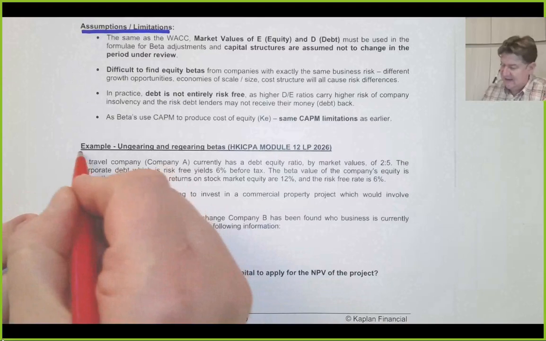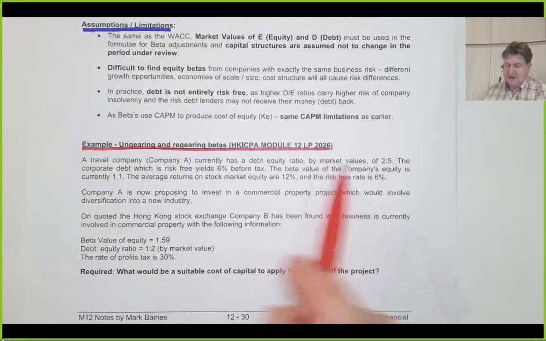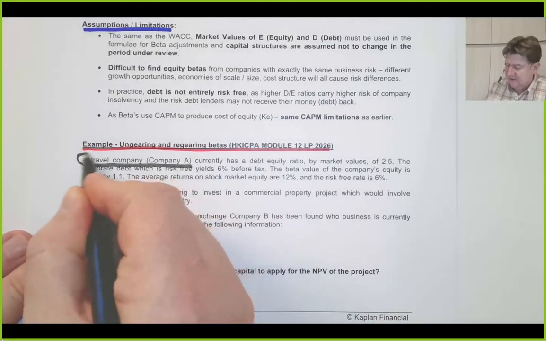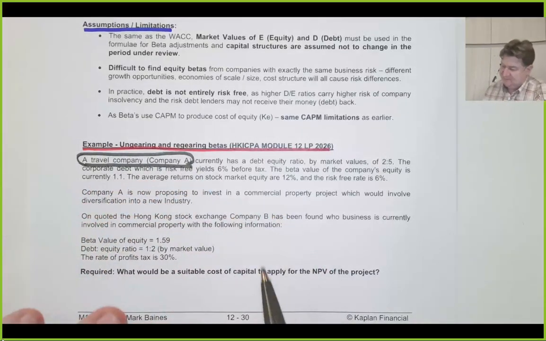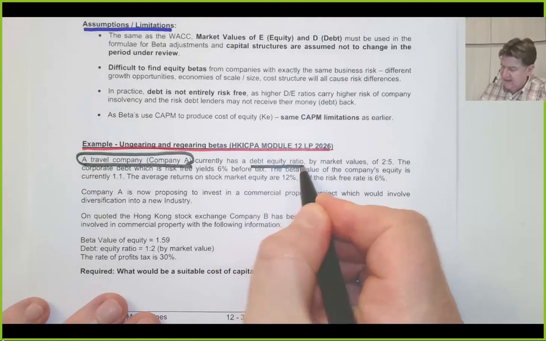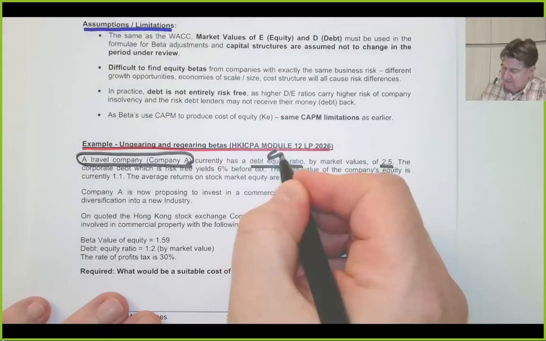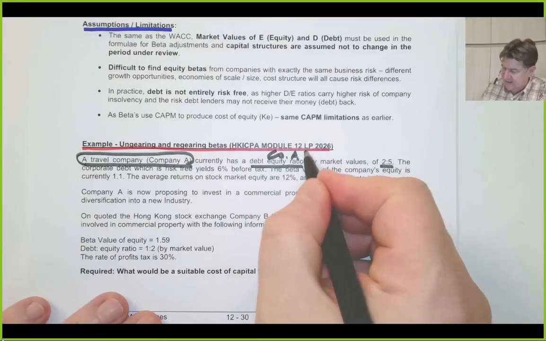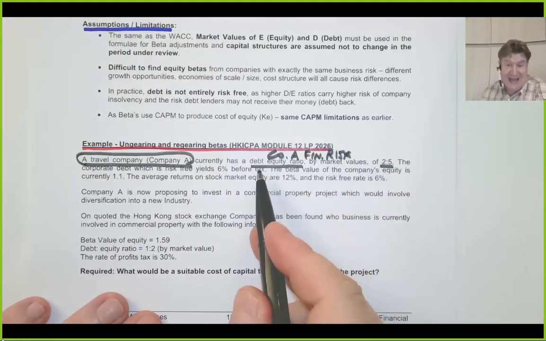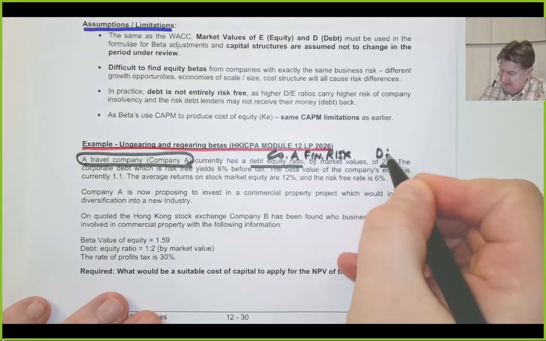So let's now get into a little example on ungearing and regearing our betas. Let's have a look at the company we've got down just here. So let's say this is our company A. And we're being told the debt to equity ratio is 2 to 5. So let's put down here, company A's financial risk. Financial risk is always to do with the debt to equity ratio. And look, you can see this must be debt. We've got here, this is 2.